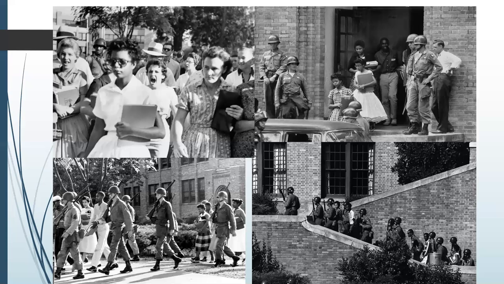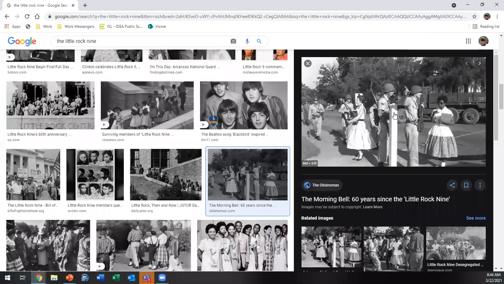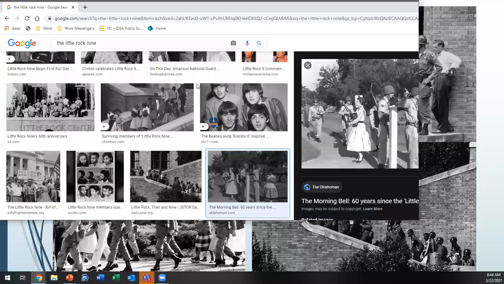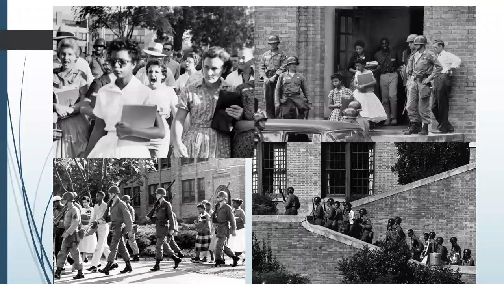Now, I do want to pull up the picture of one of them being, here it is. This is the state guard, the Arkansas National Guard, not letting them in the school, not letting her in the school. This is where Eisenhower said, y'all can't do that. And then he sent federal troops in to kind of put them in their place.